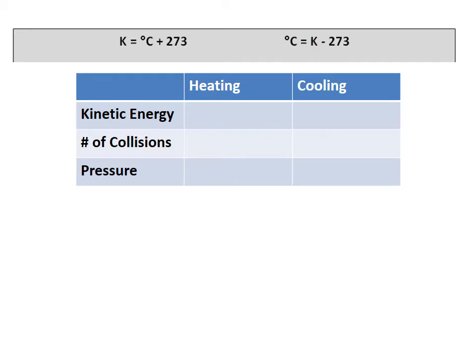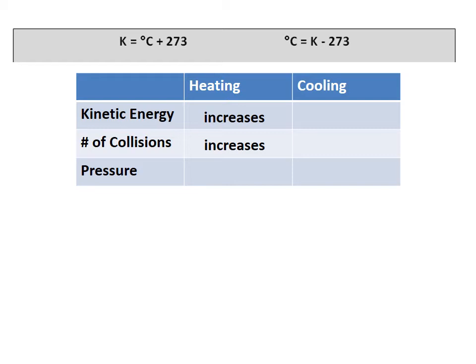So now let's look at the effect of heating or cooling the gas particles. We're going to see what that causes in terms of kinetic energy, the number of collisions, and pressure. When we say number of collisions, how often do these particles collide with each other? So if you heat, you're going to increase the kinetic energy, because temperature is a measure of the average kinetic energy. Heating increases temperature, so the particles have more energy. They start moving faster, so the kinetic energy increases. And if the kinetic energy increases, then the collisions will also increase, that is, the collisions with each other and the walls of the container.